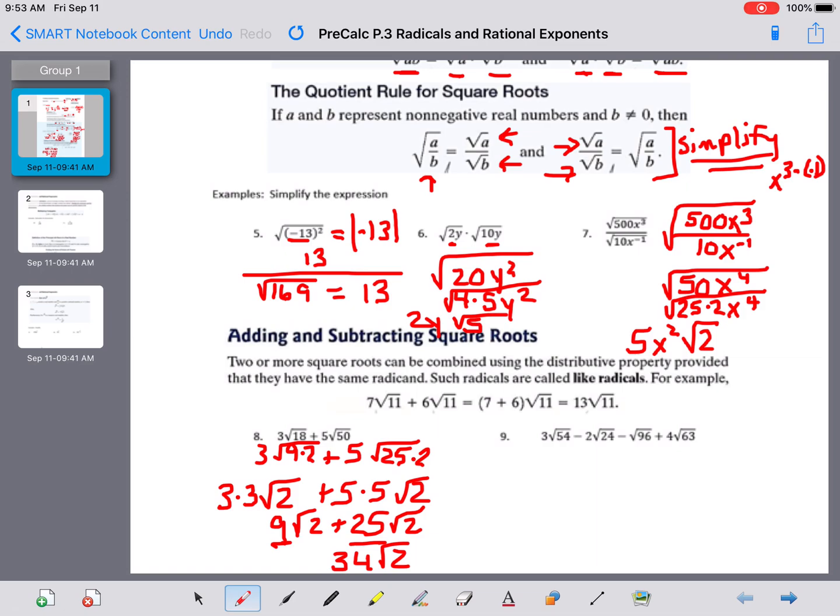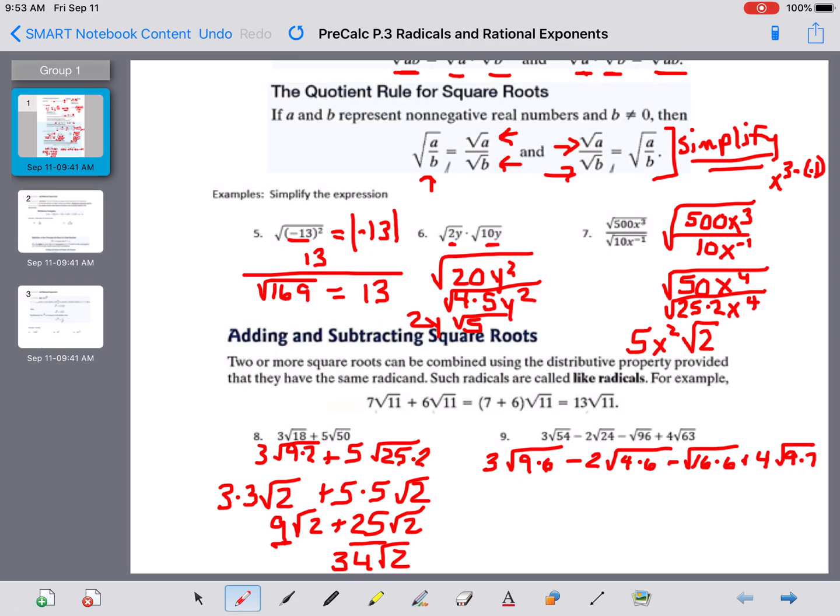More of them on number 9, so we have a little work to do here. Looking for perfect squares in 54. Okay, I think I can do 9 times 6. In 24, I think I can do 4 times 6. In 96, this is where I really wish we were in class together because I would make you come up with these numbers for me. 16 times 6. And finally, 63, I believe, is 9 times 7. Okay, so we break them all down.